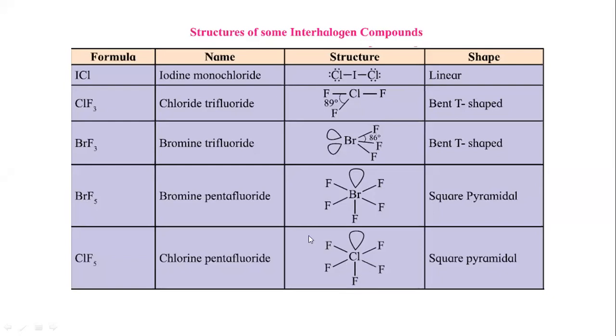So the name is square pyramidal, remember. This is also square pyramidal. This is bent, this is also bent, and this is linear. For the 1 mark, these questions are asked in the examination on the structure. Interhalogen compounds are formed when two halogens combine together. One has higher electronegativity and smaller size, and the other has lower electronegativity. This is X and this is X dash.